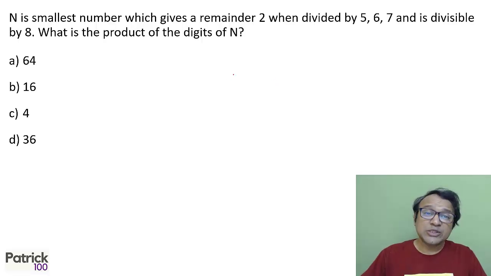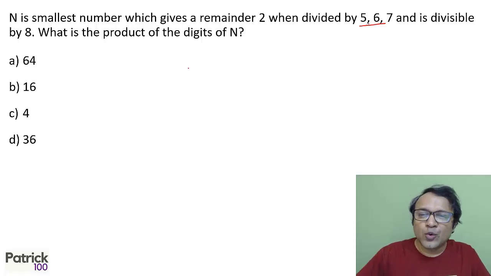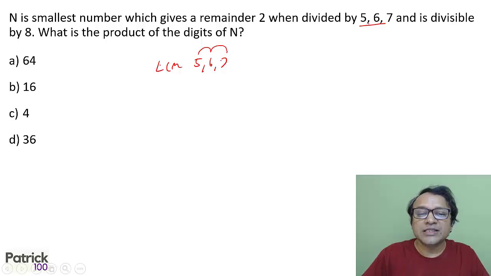N is the smallest number which gives the remainder 2 when divided by 5, 6 and 7. To give a remainder 2 when divided by 5, 6, 7, find the LCM of 5, 6, 7. Since they are co-prime, the LCM will be 5 into 6 into 7. 6 5s are 30, 30 7s are 210. So multiple of 210 and remainder 2, that means you add 2. So 212. Is 212 divisible by 8?